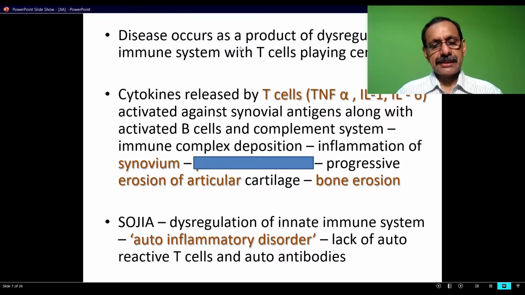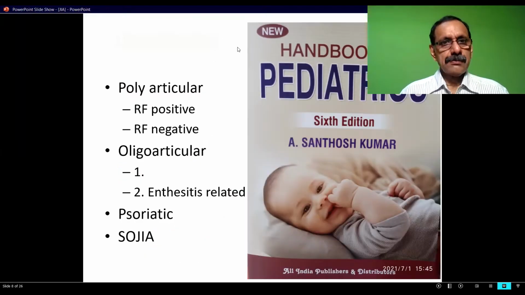And there is a particular subtype of JIA called systemic onset JIA, that is SOJIA, which is actually an autoinflammatory disorder. The details of that we will not go into at undergraduate level, so we'll stop there.